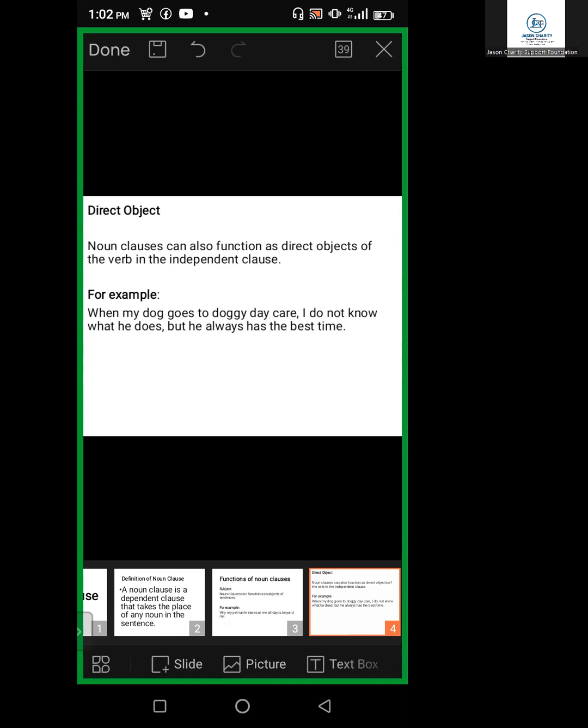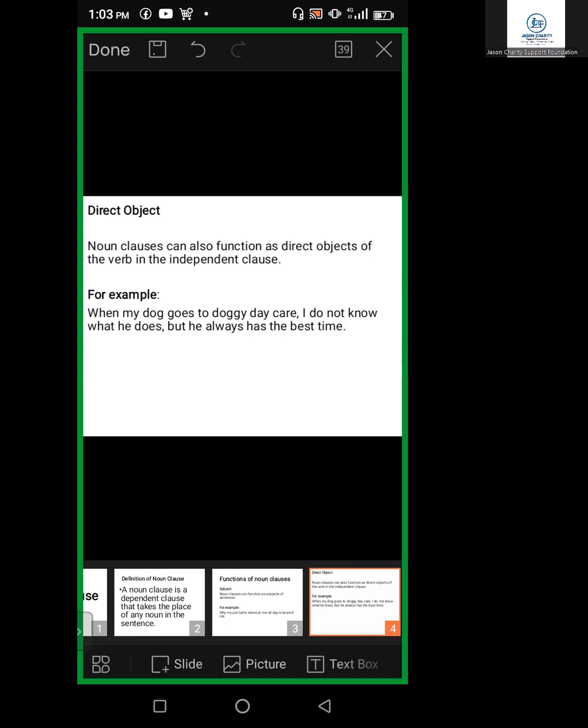but he always has the best time." Now, the major statement, the main clause there, is "I do not know what he does." And we have two dependent or subordinate clauses surrounding that clause. So we have two subordinate clauses and a main clause in this sentence. We have "when my dog goes to doggy daycare," that is a subordinate clause. "I do not know what he does," that is the main clause. And then we have "but he always has the best time," that is another subordinate clause. So we are majorly concerning ourselves with the part of the main clause where we can have a noun clause after the verb.